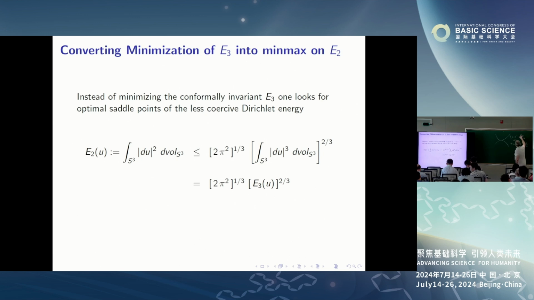What is the relation between the two, which corresponds to this inequality? This is the following inequality, which is just Hölder inequality. Okay? So we have here an energy which is conformally invariant, the 3 energy, which is there, and below we have the 2 energy, and equality holds in particular for the Hopf fibration. The Hopf fibration is maximally symmetric. It has a gradient which is constant everywhere.